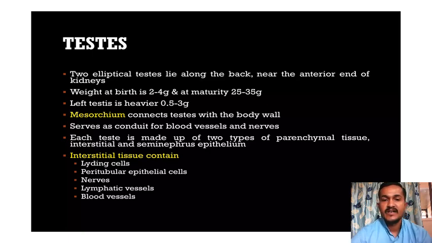Testis is made up of how many types of tissues? The first one is the parenchymal tissue, that is the interstitial, and the other one is the seminiferous epithelium.